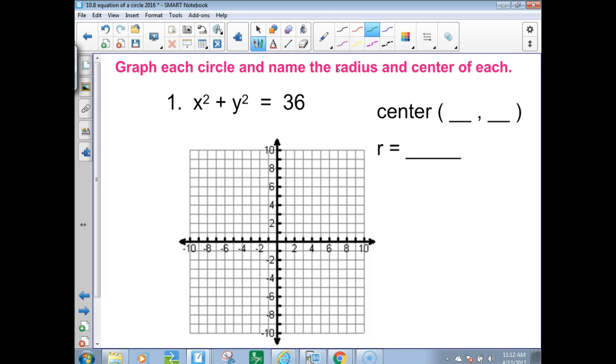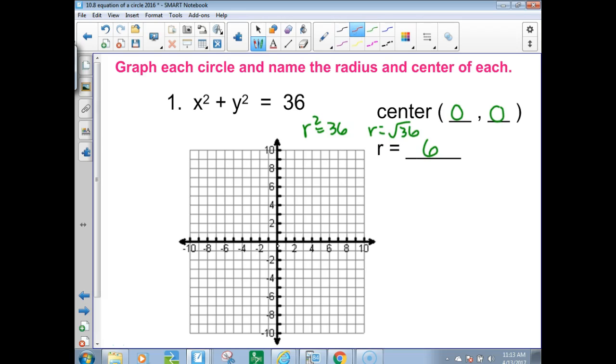Graph each circle and name the radius and center. This is the type of question you could be asked on a quiz or a test. If you look at this one, the center is at 0, 0, because there's no h and no k. If it's in this form, it's at the origin for its center. The radius squared, r squared, is 36, so we take the square root of 36 and get the radius is 6.